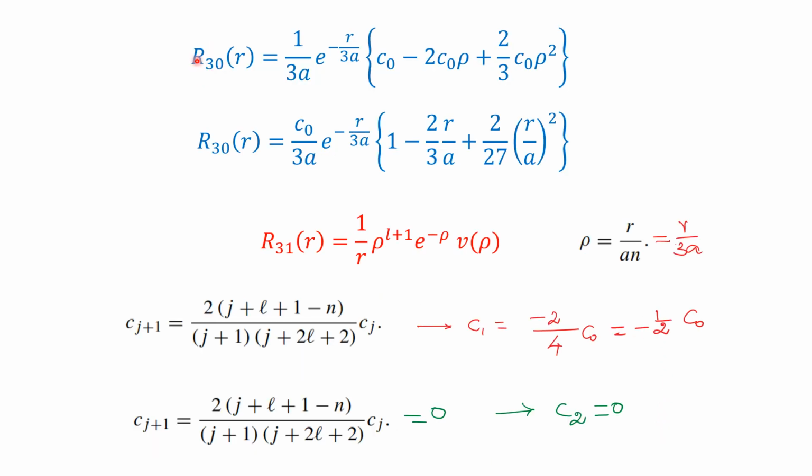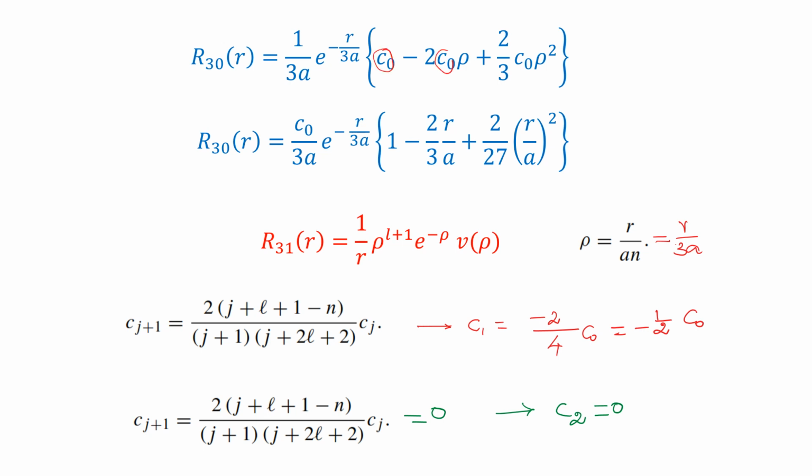Now we have seen capital R sub 30, that is n is 3, l equal to 0, which is a function of r, equal to 1 over 3a e to the power minus r over 3a times c naught minus 2 c naught rho plus 2 over 3 c naught rho squared. Here you can take out this c naught.